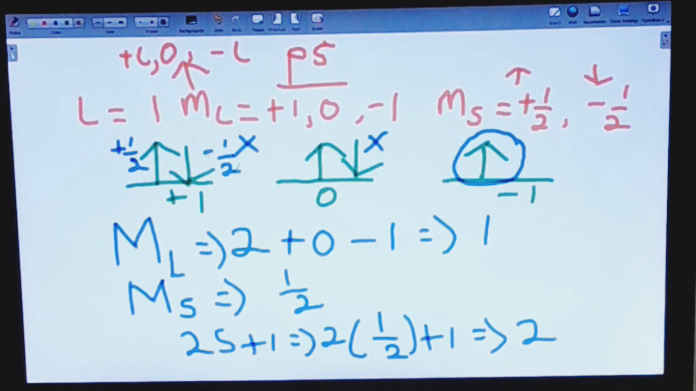Therefore, since we have the total orbital angular momentum to be 1, our term is a P term, and the spin multiplicity is 2. So the ground state term for a p5 atomic orbital is 2P.